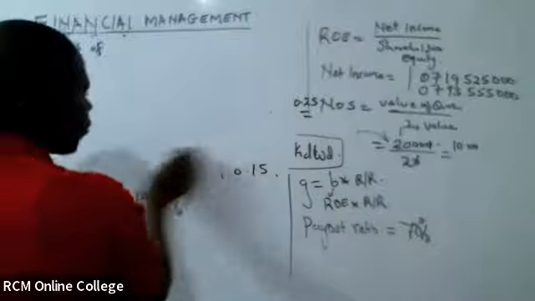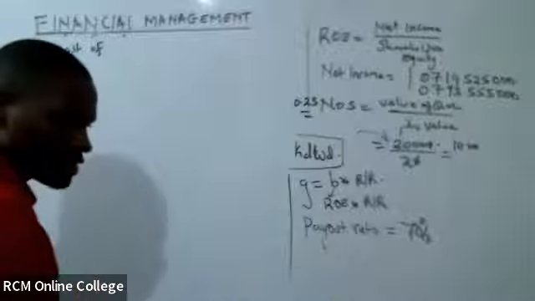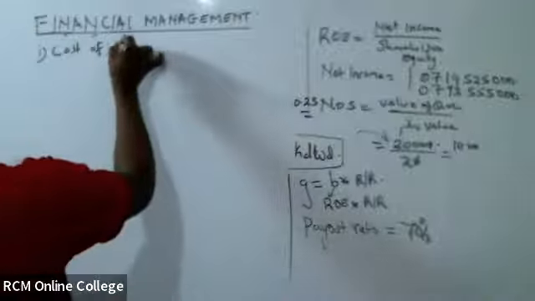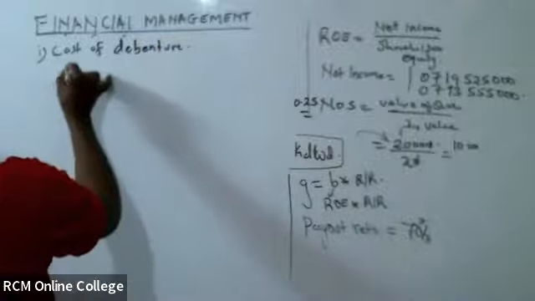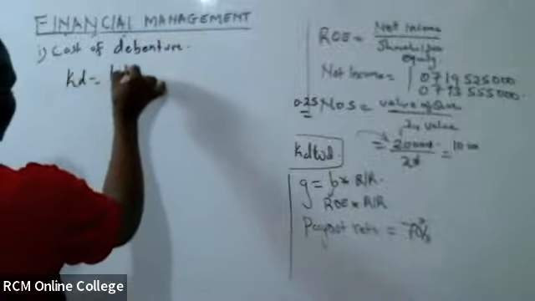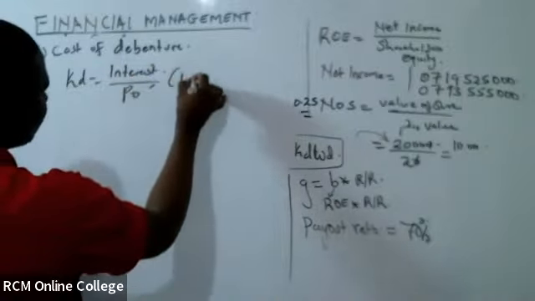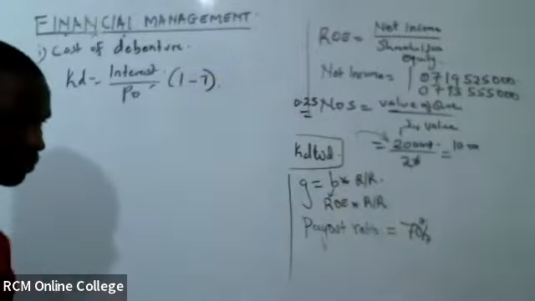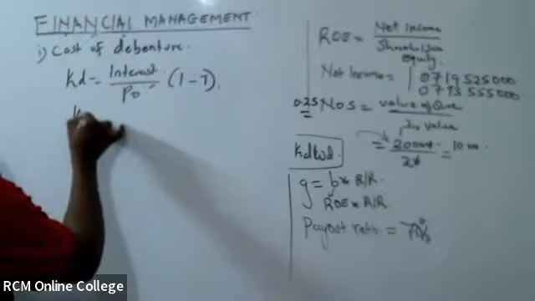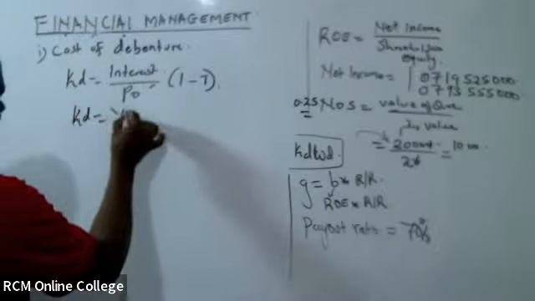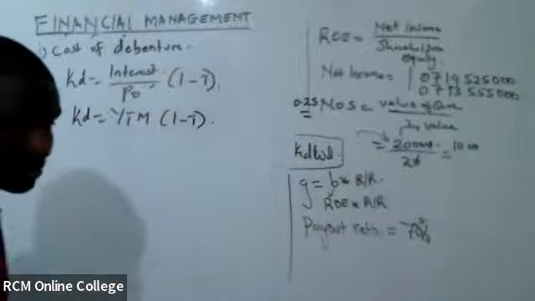Because you are correct. So class, when it comes to the irredeemable debenture, the debenture is 10%. It will become easier because we know that the KD is given by the interest divided by the P0, and then you adjust for tax, 1 minus T. That is the formula. For the redeemable debenture, the KD is given by YTM, and then you adjust that for tax.